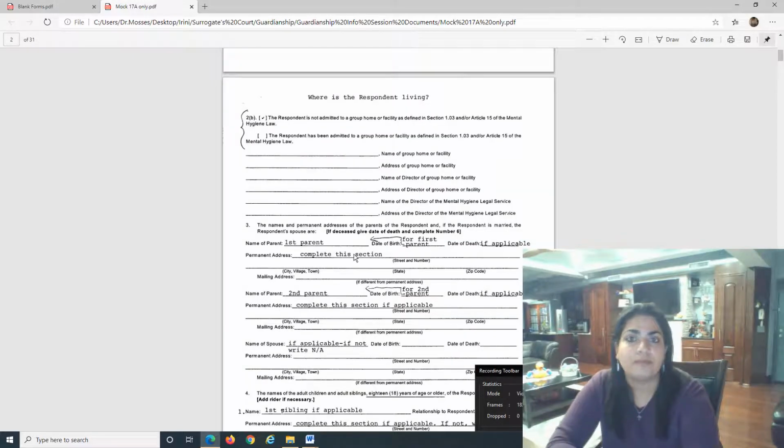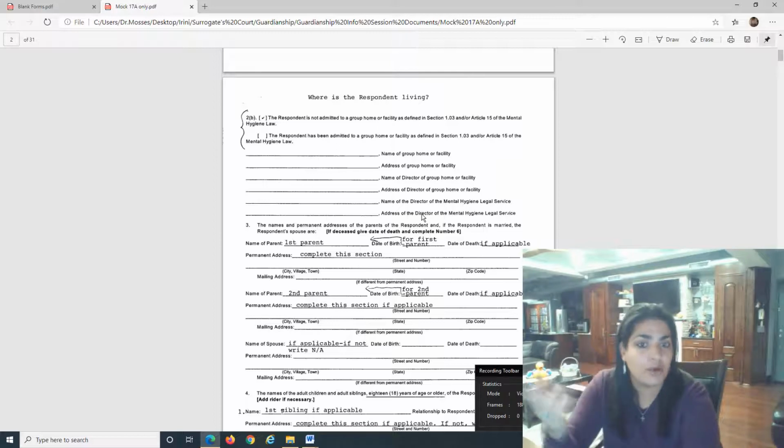Page 2. Where is the respondent living? So if the respondent, the potential ward, your loved one, is living at home with you, then you just check off here. However, if they're living in a facility, this section has to be completed. Name of the group home, the address, etc., etc.